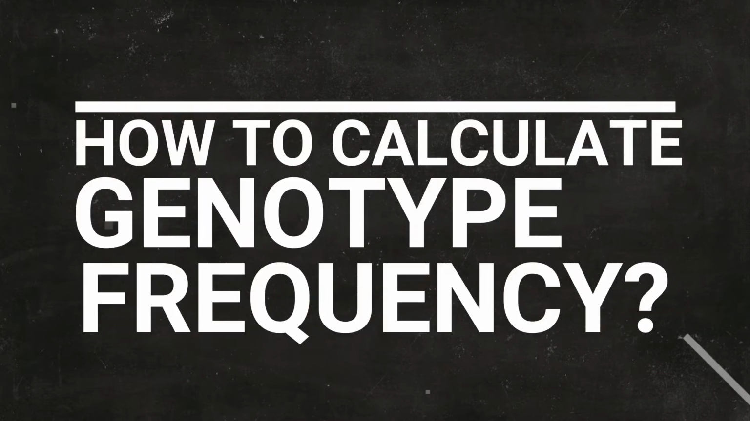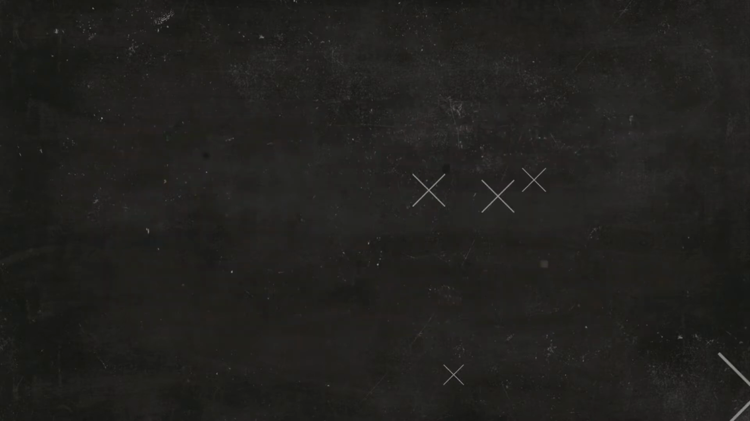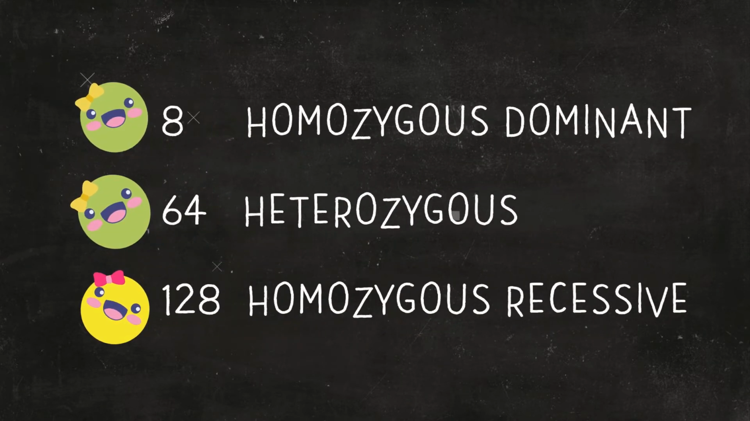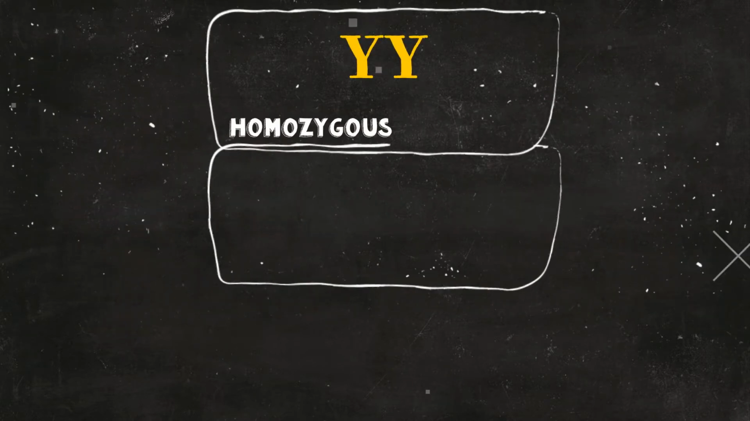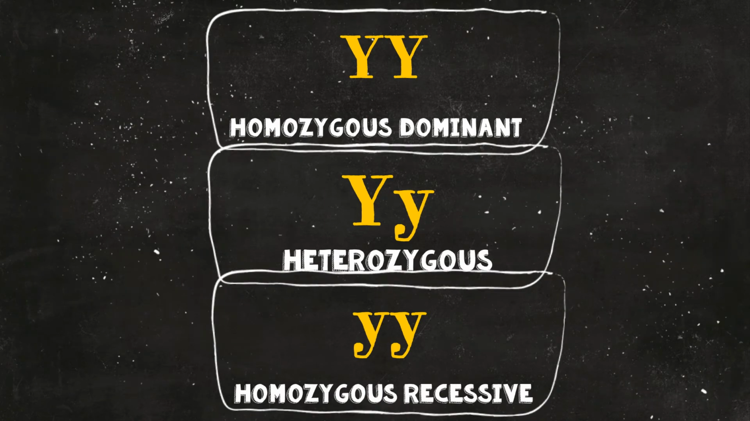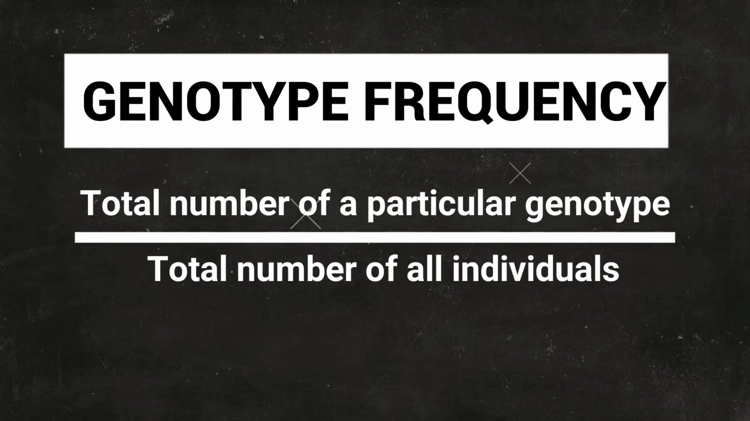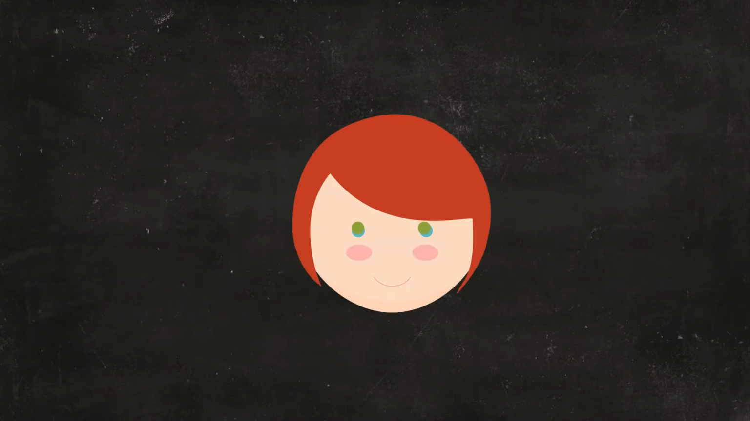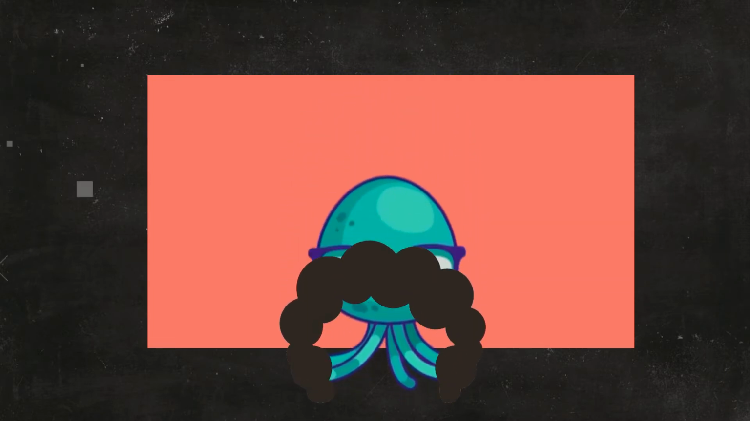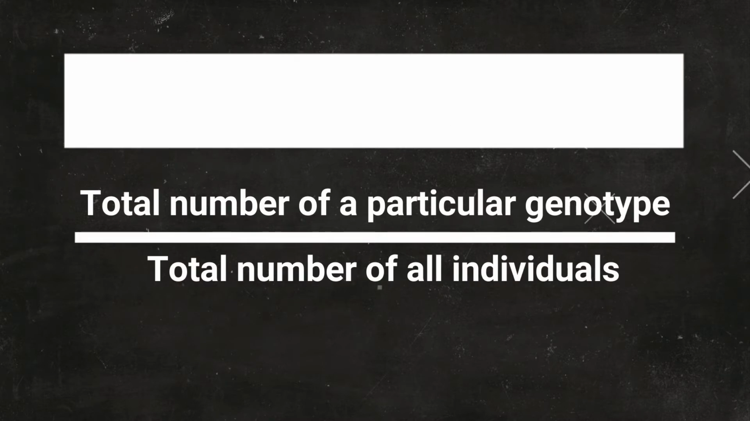How can we calculate the genotype frequency? In that same population of pea plants, let's say that there are 8 homozygous dominant for the gene seed color, 64 heterozygous, and 128 homozygous recessive. Remember that there are 3 possible genotypes, big Y big Y, big Y small y, and small y small y. To calculate the frequency of each genotype, let me tell you what genotype frequency is. Genotype frequency is the number of individuals with one particular genotype. For example, it can be your eye color, blue or green, your hair color, black or red, hair types, curly or straight, plant seed color, anything. And you divide this number by the total number of individuals in the population.